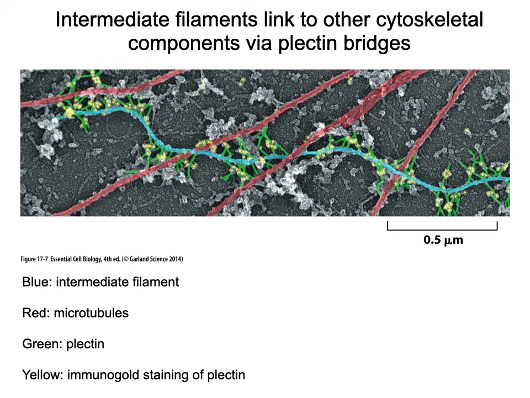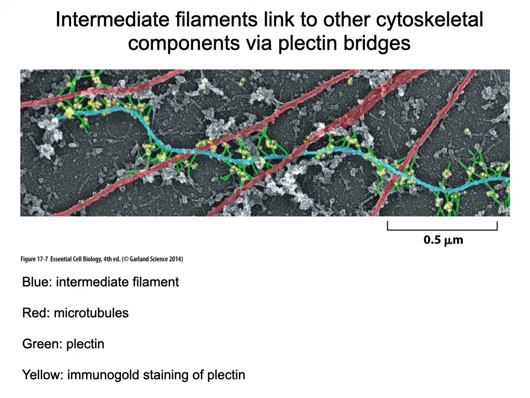So an important thing to keep in mind is that intermediate filaments are not going to just be interacting with themselves. They're also going to interact with the other cytoskeleton components, other filaments. So here we can see in the blue we have our intermediate filament, but we also have in the red the microtubules, and you'll see the green. The green is plectin. Plectin is actually going to act almost like an anchoring tape to tape those intermediate filaments and those microtubules together as they intertwine with each other, right?